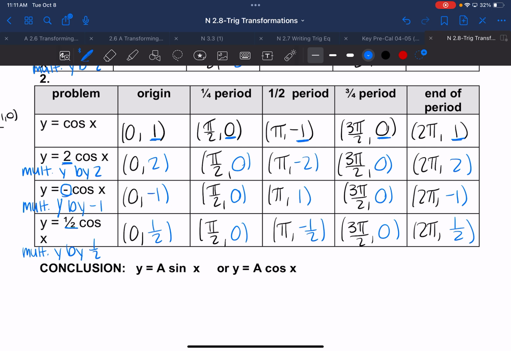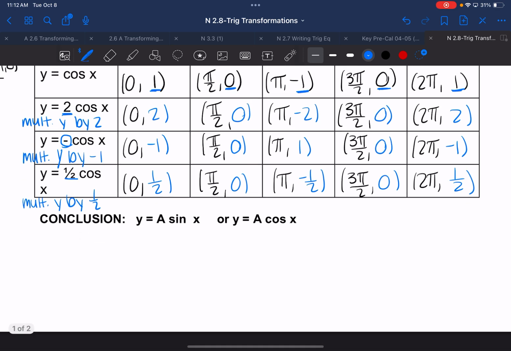So did we really change anything that we did from sine to cosine while making these changes? Did we change any rules? No. So that must mean that it doesn't really matter if it's sine or cosine. We're still going to do the same thing, right? Okay, so that's what we're going to say here at the bottom.